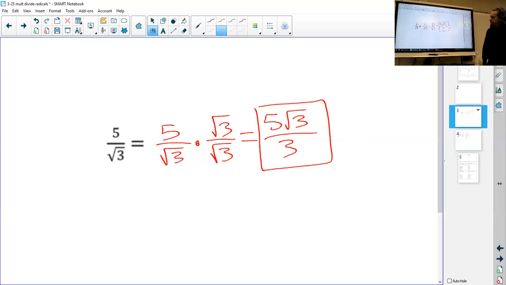Okay? So in the simplest problems, when you rationalize the denominator, if it's just a single number, you're always going to end up moving that root to the numerator, and then you're going to have the radicand, the number under the radical, will end up as your new denominator. Okay? All right, one more.